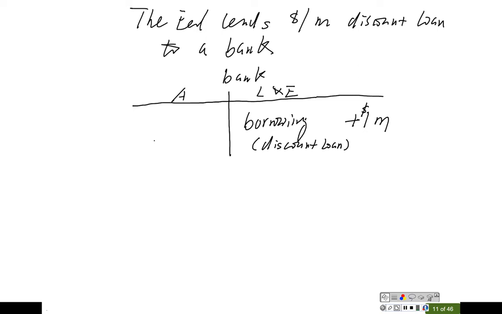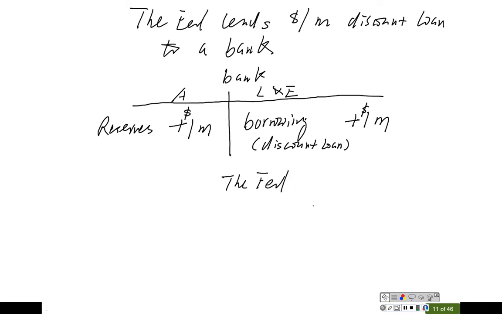But how can the bank get this $1 million loan from the Fed? The Fed simply puts the $1 million into the reserve account of this bank. Therefore, the reserve of this bank increased by $1 million, and the two sides are balanced.